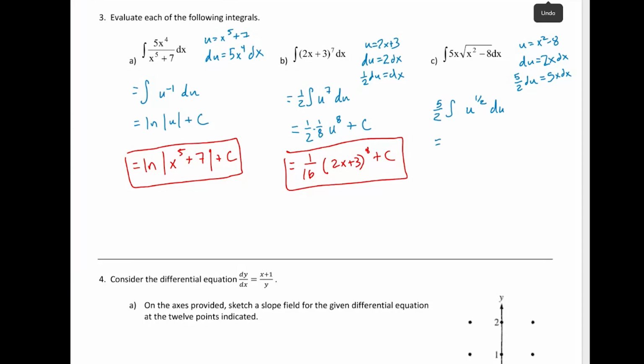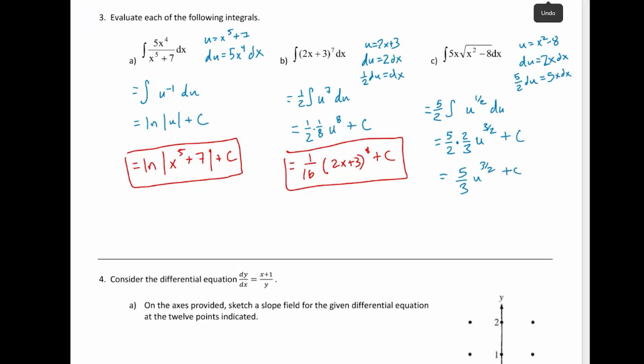So this will equal 5 halves, and then we can use the power rule on this one, or the anti-power rule. U to the 3 halves, and then I need to divide by 3 halves, which would be the same thing as multiplying by 2/3. Now the 2's here will reduce. 2 over 2 is just 1. So I get 5/3 u to the 3 halves plus c.